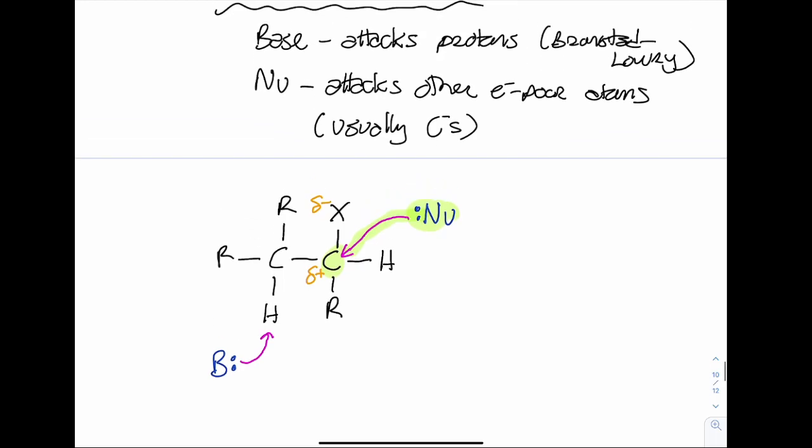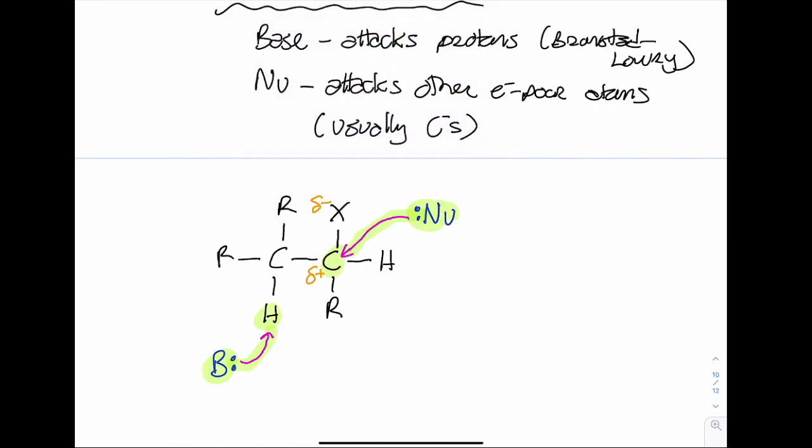So my base is attacking a proton. My nucleophile is attacking something that's not a proton, in this case my partial positive carbon. So bases, protons; nucleophiles, not protons. Both of them, however, are donating electrons.